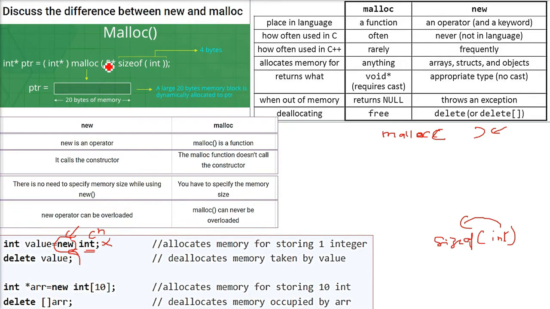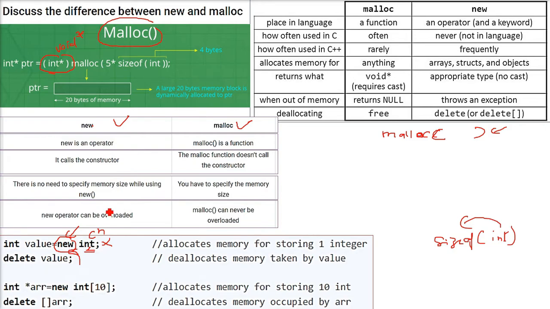There are a few more differences. New is an operator, malloc is a function. In C++ we use new, in C we use malloc, and rarely in other languages. Malloc can allocate memory for anything, while new can do it for arrays, structs, objects, etc. The main thing is that malloc returns void star, so you have to typecast it yourself. You don't have to typecast anything like that in new.